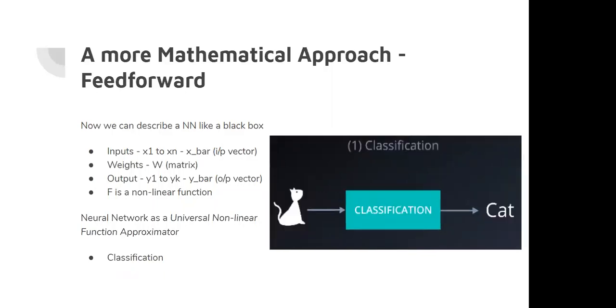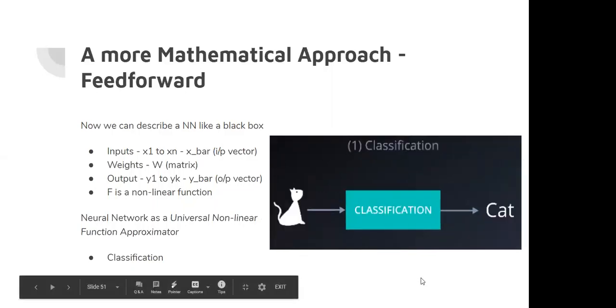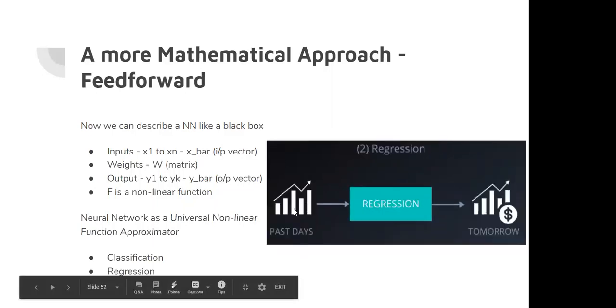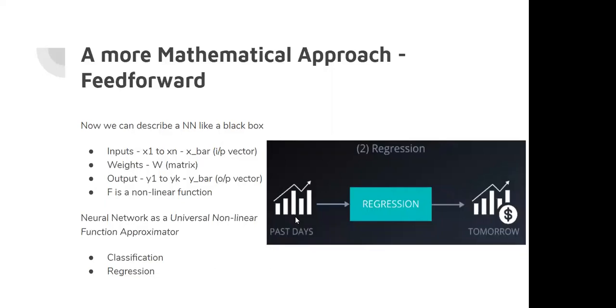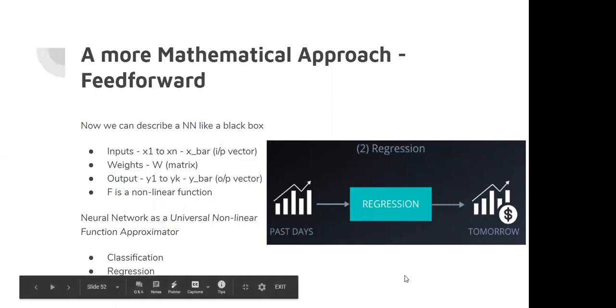So classification is simple. We know what it is. Regression is, you get continuous data like the price of your stocks, and you get the output: what's the price going to be tomorrow. This is, by the way, my favorite application. This is what I'm working on.